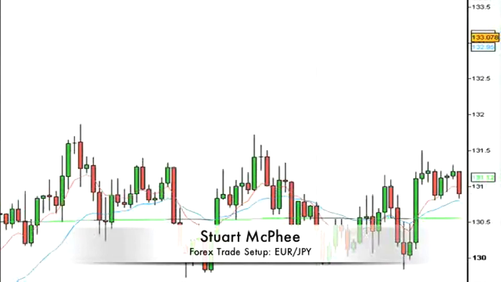Here's a short trading strategy or setup video, and what we're looking at here is a foreign exchange pair. It's the euro yen, and the chart is an hourly chart. Notice there's also a couple of moving averages on this chart.